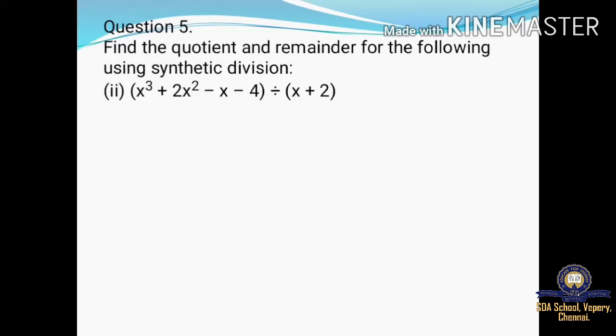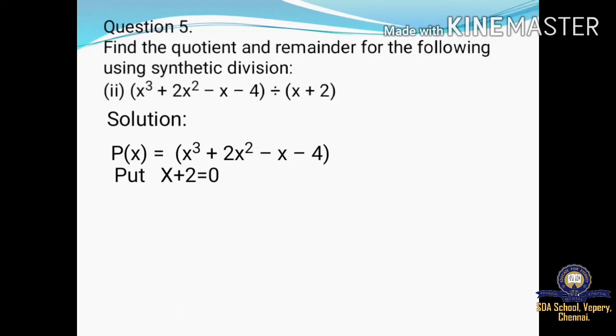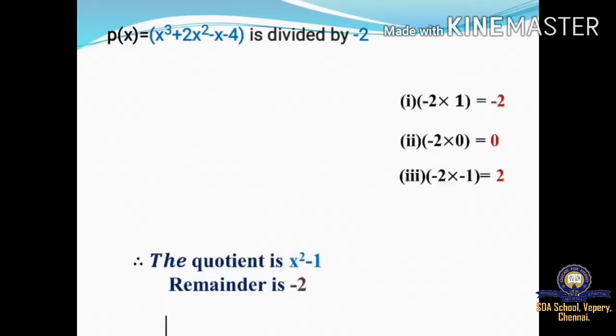Find the quotient and remainder for the following using synthetic division. Solution. Let us write the polynomial x cube plus 2x square minus x minus 4 as p of x. Then what are you supposed to divide it by? x plus 2. Now let us put this x plus 2 equal to 0. What will I get the value of x as? Minus 2, right?